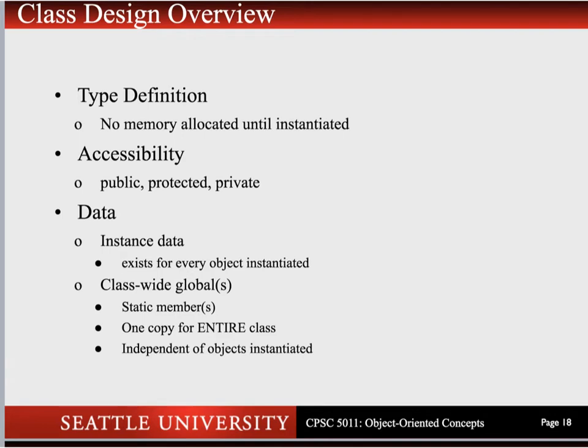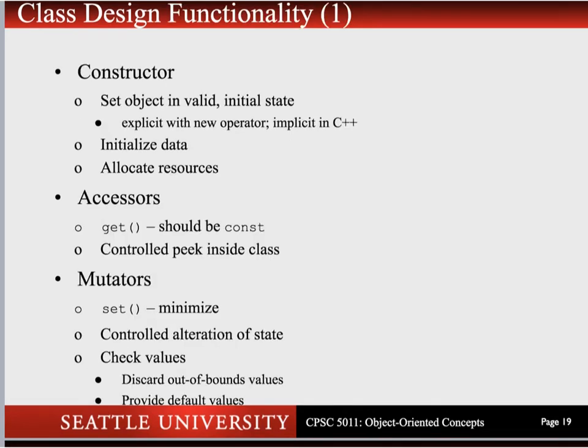specialization. Data, we have instance data, which exists for every object instantiated. Instance data can also be defined as the fields that are defined in a class. And then you have what we call class-wide globals, which are static members. There's one copy for the entire class, and they are independent of the objects instantiated.